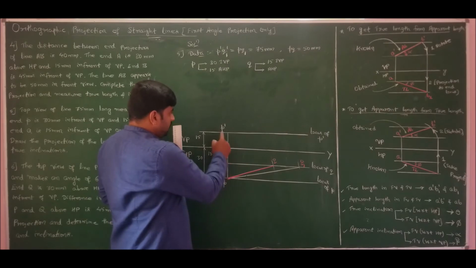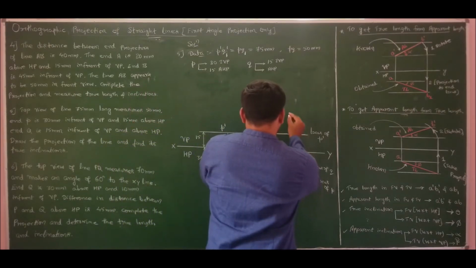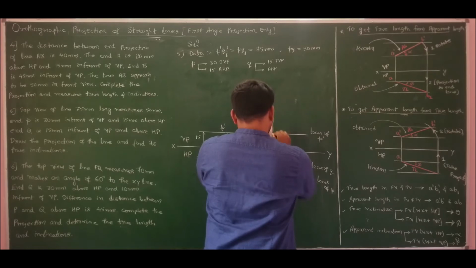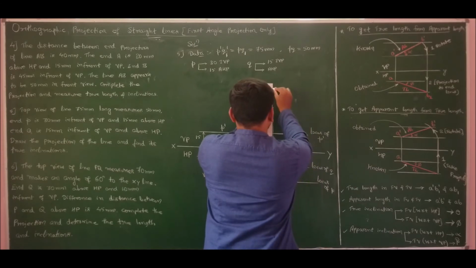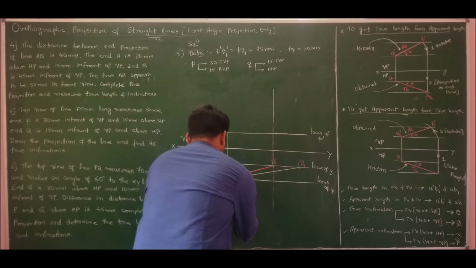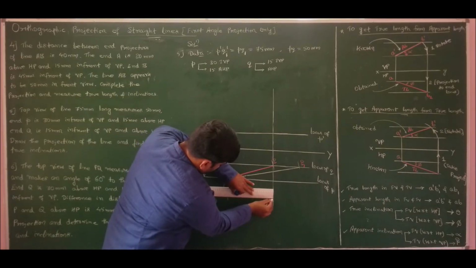So therefore P and P dash is here, we have Q. If I draw a vertical line to mark the end projector, Q dash should lie on this vertical line only. So I have used end projector.